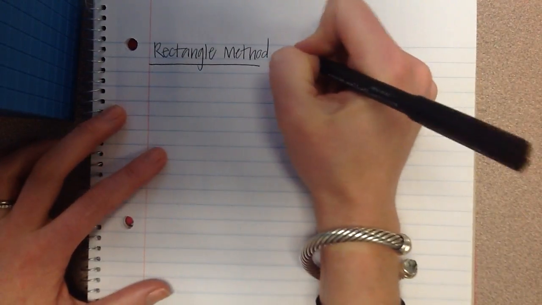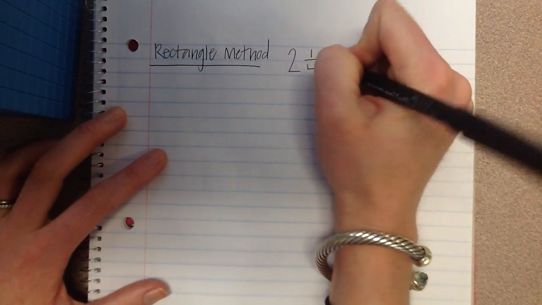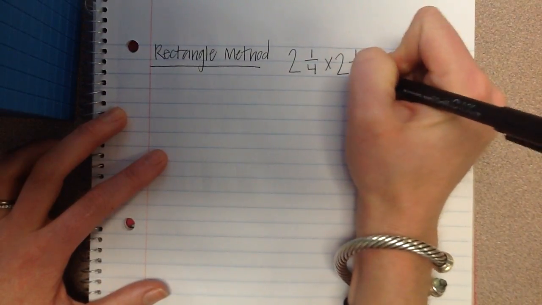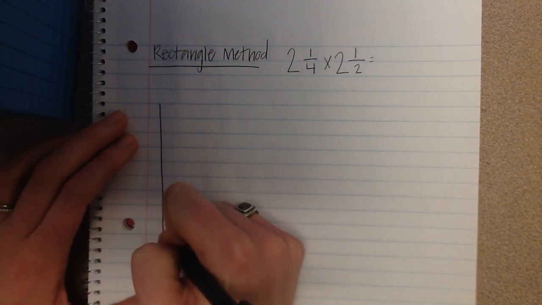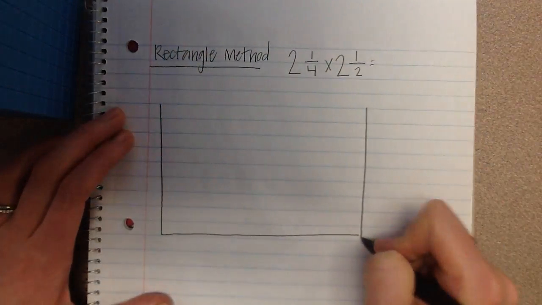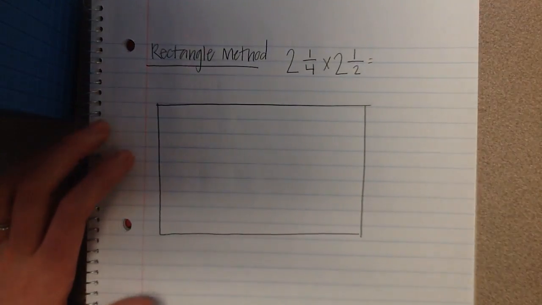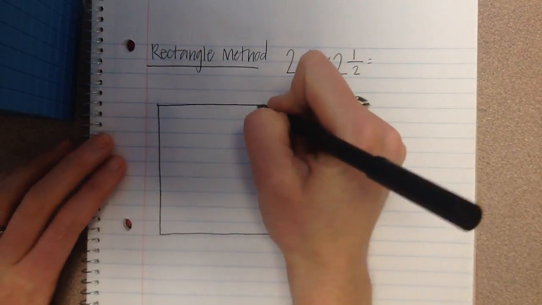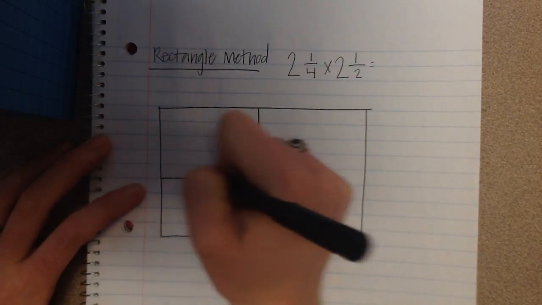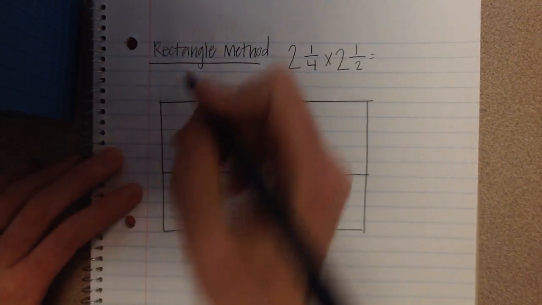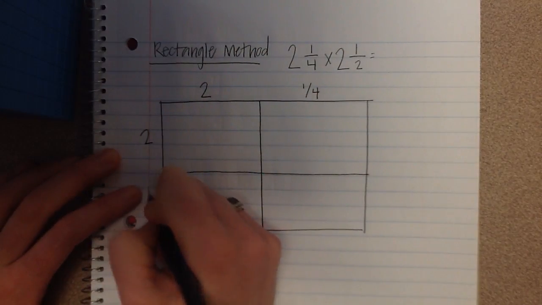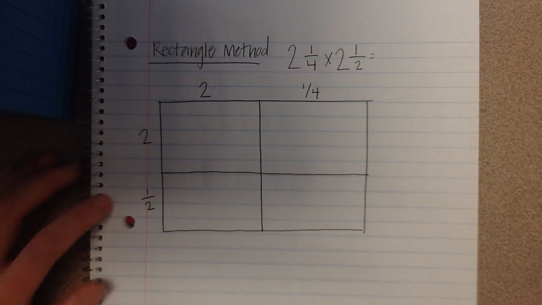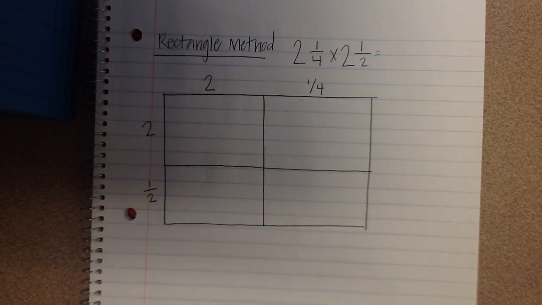Okay, so I'm going to put up here 2 1/4 times 2 1/2. Okay, so I'm going to draw here a rectangle. Okay, and I'm going to break this into 4 again. Okay, I'm going to put 2 1/4 here and 2 1/2 here. Okay, so what I'm going to do, let me see how I can do this the least complicated way.